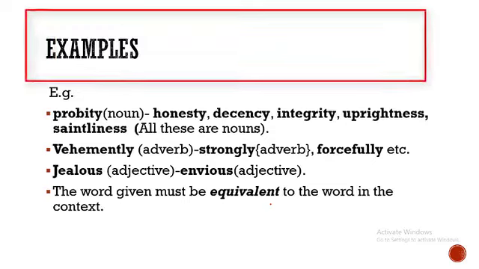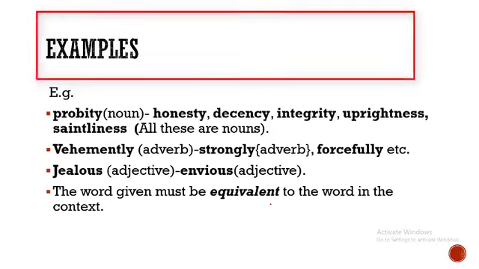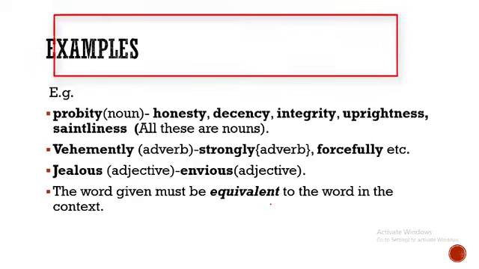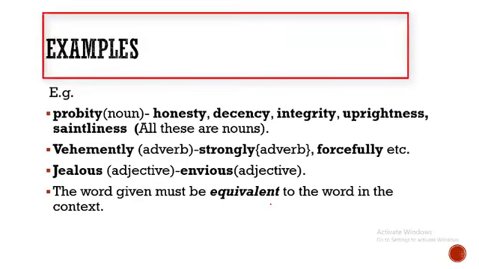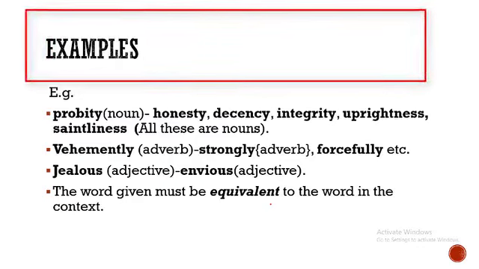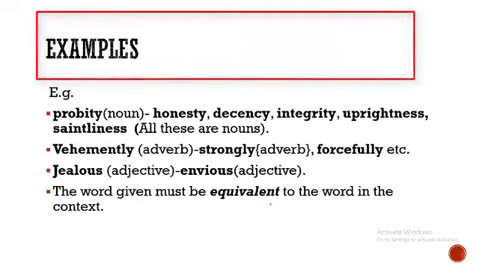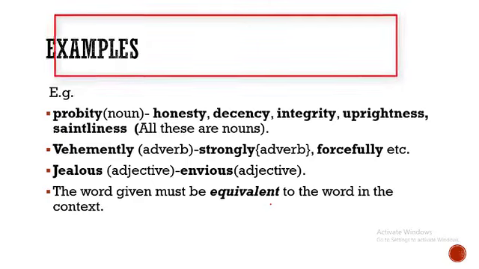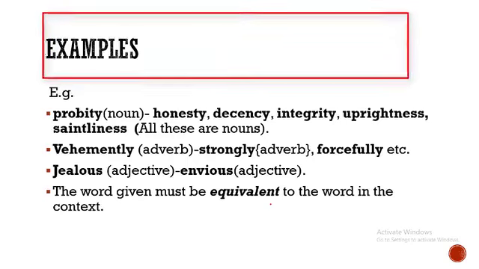Now, let's see examples. These are synonyms of probity. We have words like honesty, decency, integrity, uprightness, saintliness. So all these words are synonyms of the word probity. We have vehemently. We could use strongly, or forcefully. Then we have jealous. We have envious. So all these words are equivalents of the words as used.